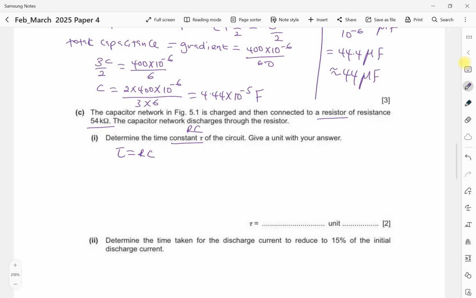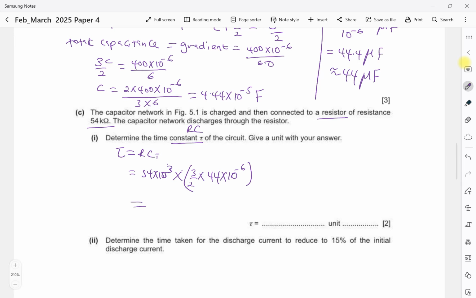They say the capacitor network in the figure is charged and then connected to a resistor. So it means we are considering total capacitance here. So the resistance is 54 times 10 to the power of 3. Then total capacitance is 3 over 2 times the capacitance of just 1, which is 44 times 10 to the power of minus 6. This is the total capacitance.